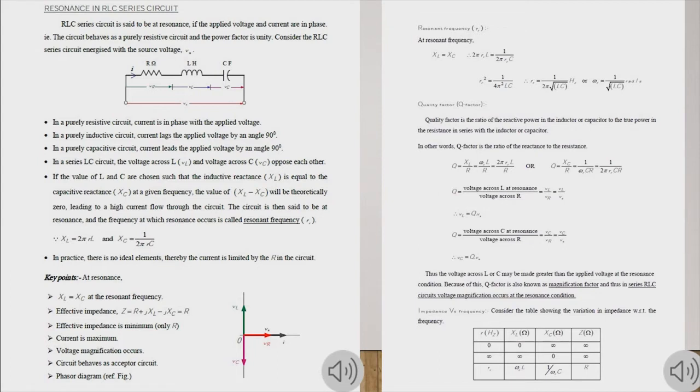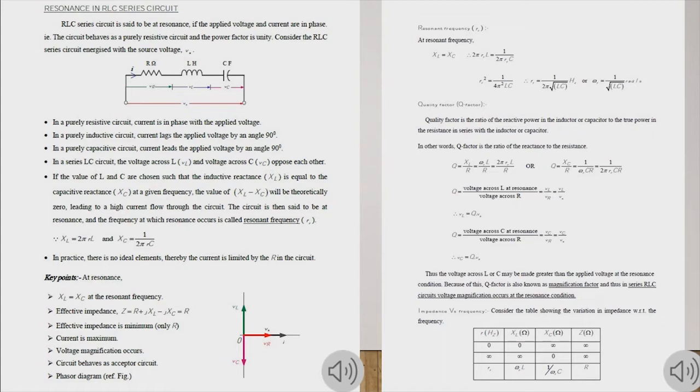Key points: at resonance, XL equal to XC at the resonant frequency. Effective impedance Z equal to R plus jXL minus jXC equal to R. Effective impedance is minimum, only R. Current is maximum. Voltage magnification occurs. Circuit behaves as acceptor circuit. Phasor diagram is given here in the figure.